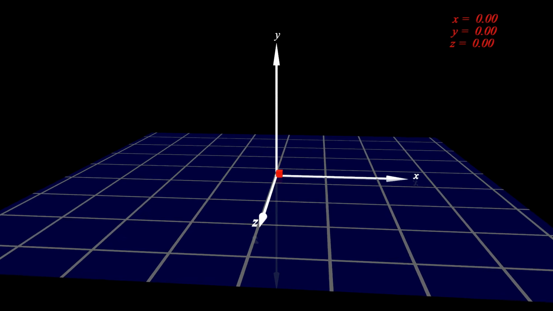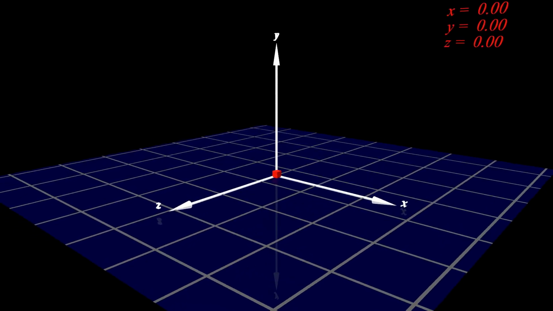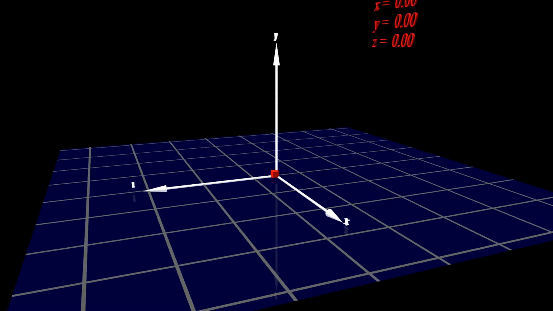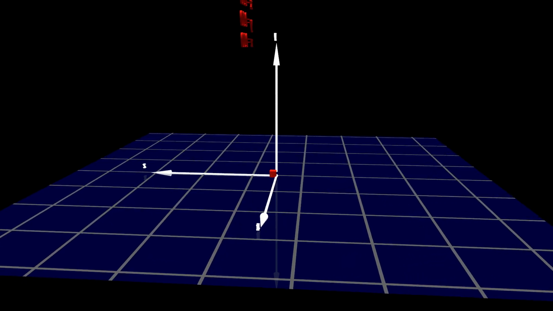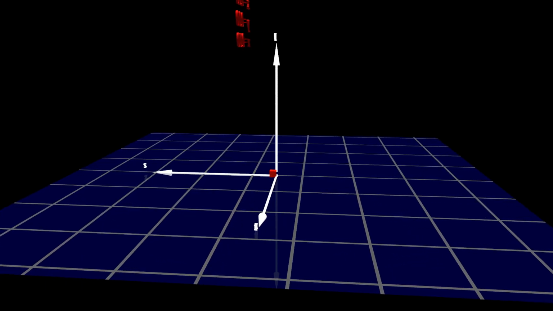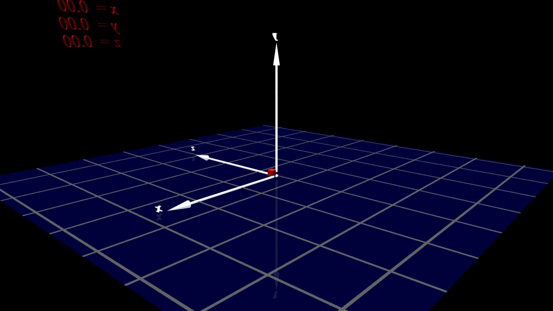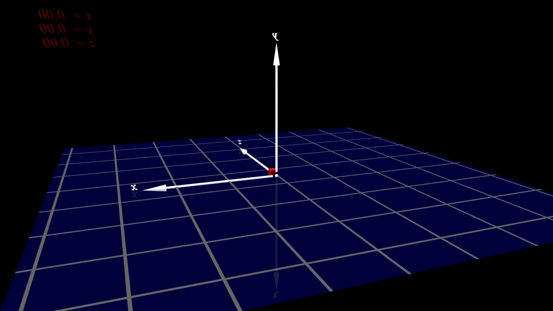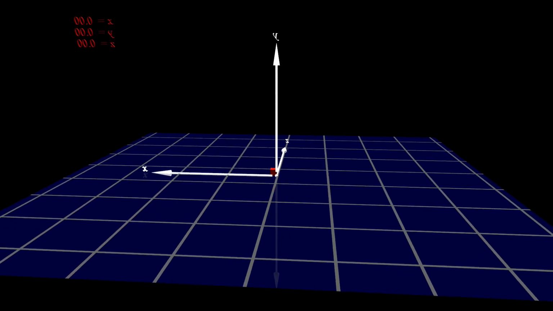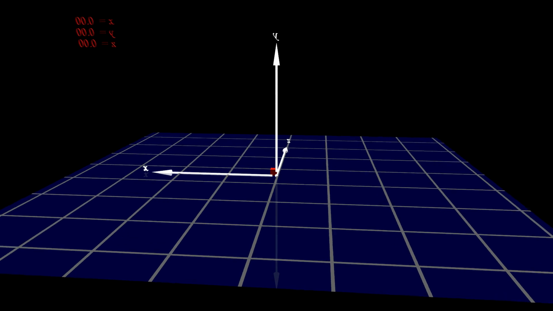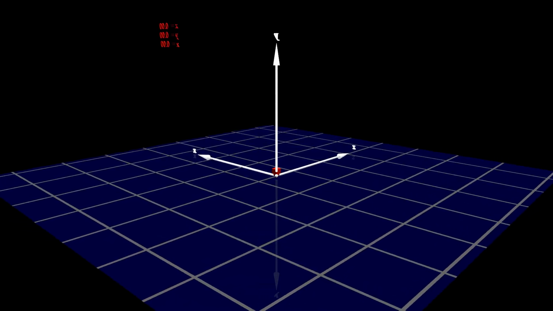So far, we've focused on the object, but the viewer also has a position in space. As the camera moves, the cube remains fixed at the origin. The coordinate system does not move, only the point of view changes. From different positions, the same object can appear very different, even though its coordinates stay the same.